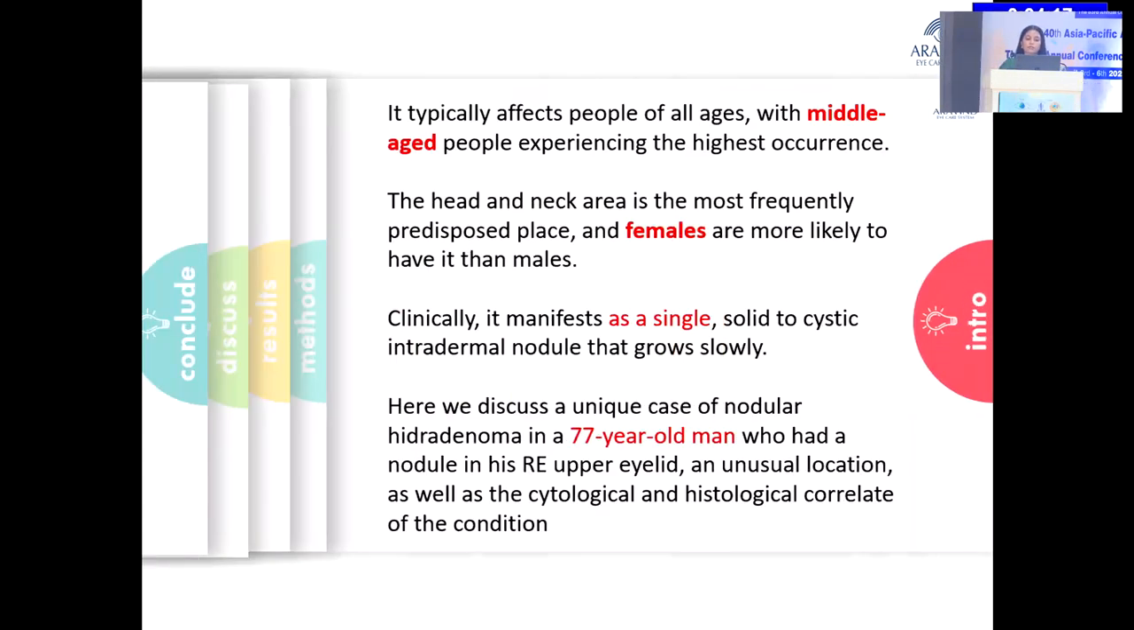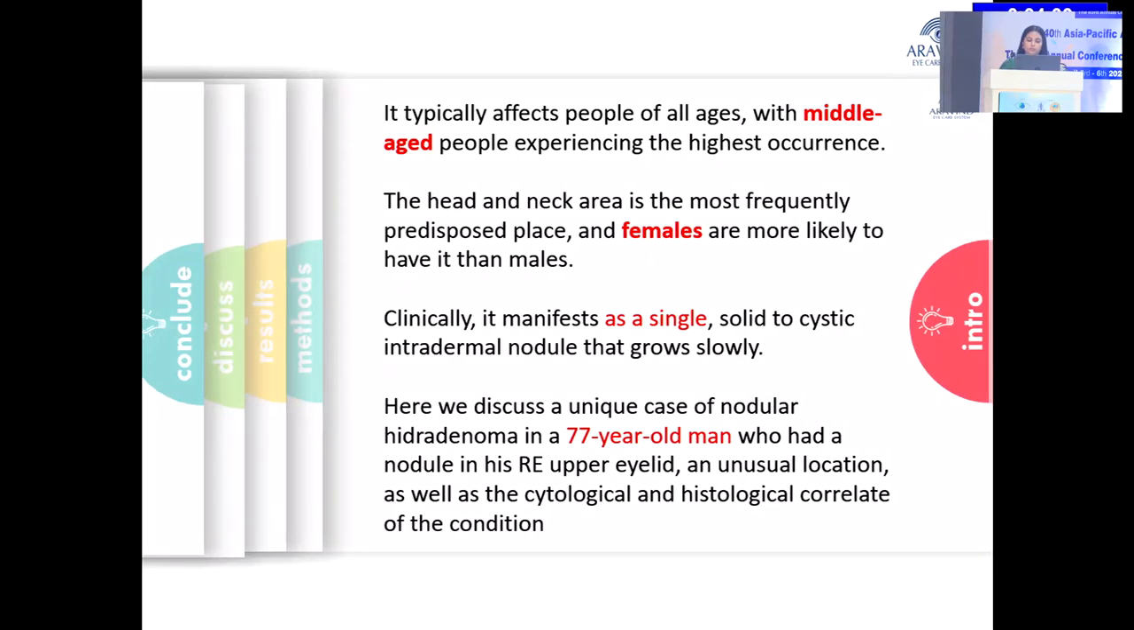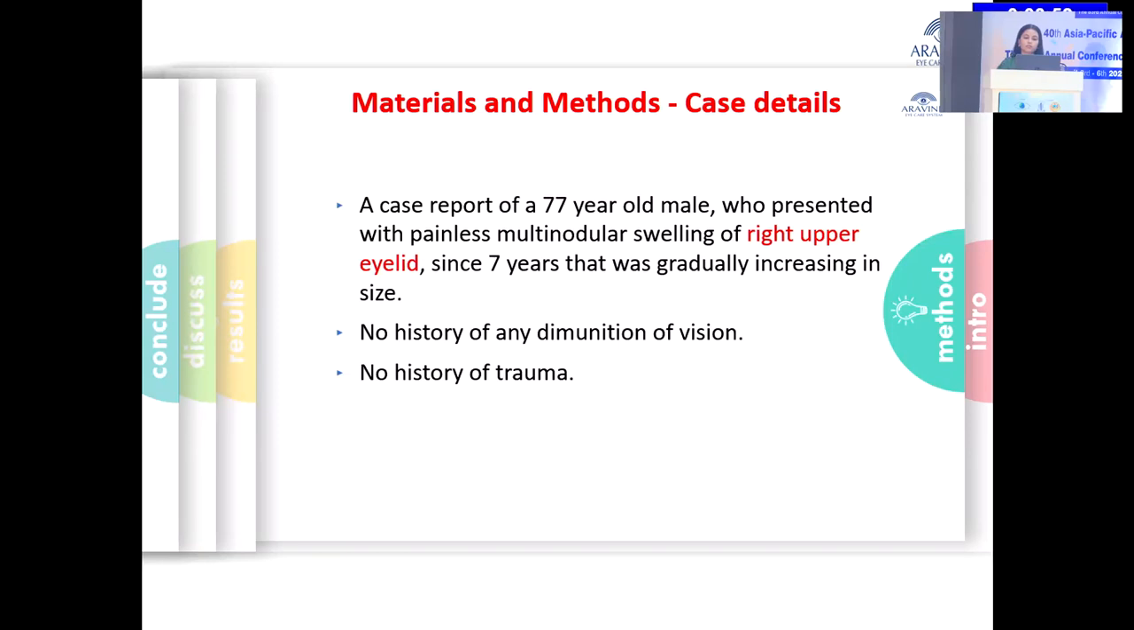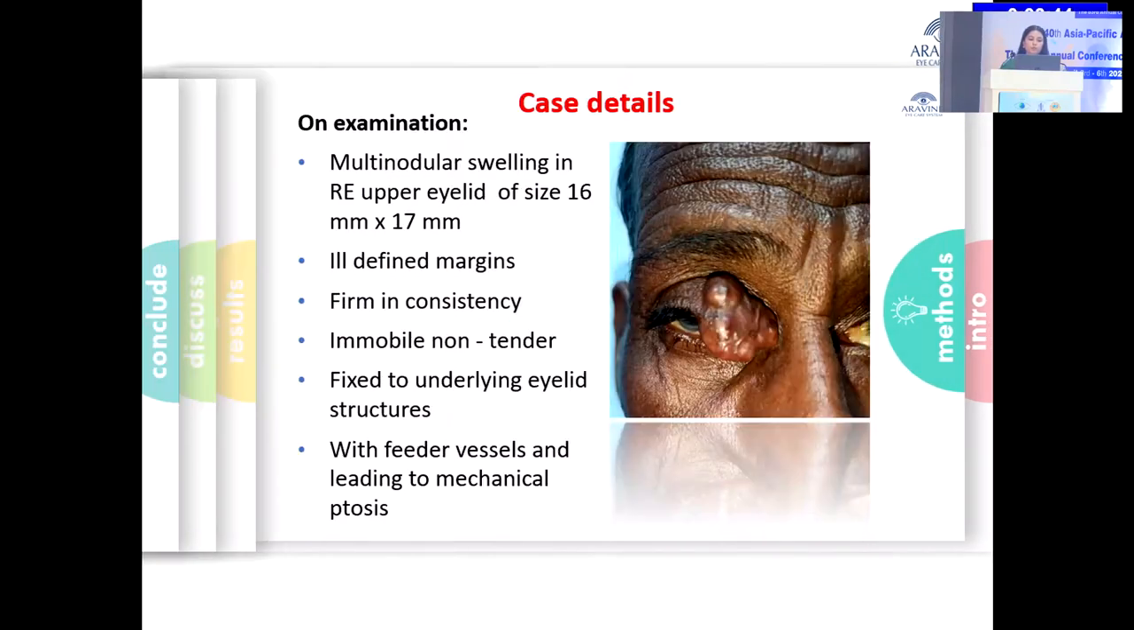Typically, they are seen mainly in middle-aged people, more common in females. Clinically, it usually manifests as a single solid cystic intradermal nodule. Here, I will be discussing a case of a 77-year-old male who presented to us with a right eye upper lid lesion. A case report of a 77-year-old male who presented with painless multinodular swelling of the right upper lid since 7 years, which was gradually increasing in size. There was no history of diminution of vision or history of trauma.